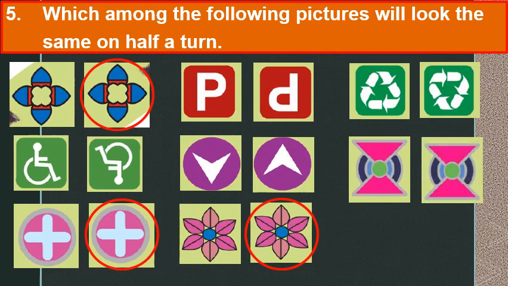Seventh picture looks different after giving half a turn. But last one, eighth picture looks the same after giving half a turn. So circle it.